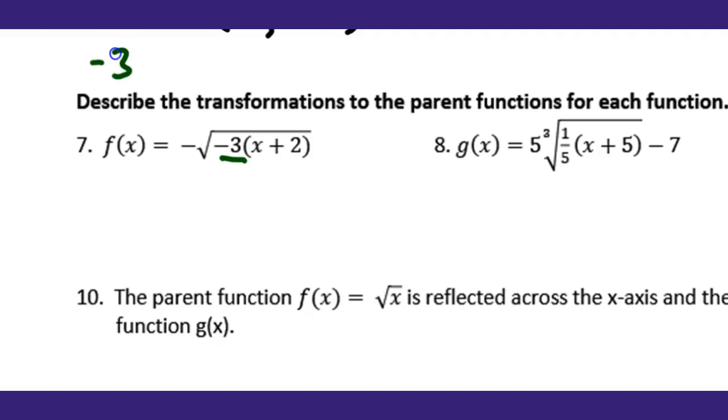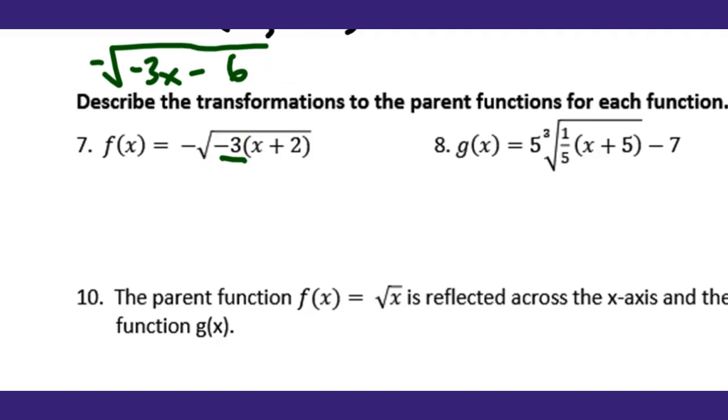And what we get is, I'm sorry, not -3, it's in the parenthesis. We get the negative times the square root of negative 3 times x, which is negative 3x. And negative 3 times 2 is going to be minus 6. Negative 3x minus 6.